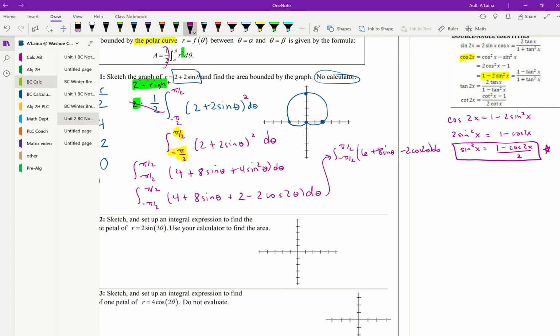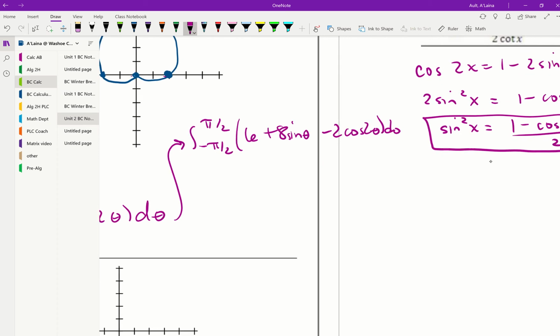Let's integrate that. This would become 6 theta minus 8 cosine of theta. Now be careful here. We have a function within a function. The derivative of 2 theta is 2. I need to undo that derivative by multiplying by 1/2, which would then divide out with this coefficient. So this would be minus 1, and then the integral of cosine is sine 2 theta. And then all of this is evaluated at pi over 2 and at negative pi over 2.